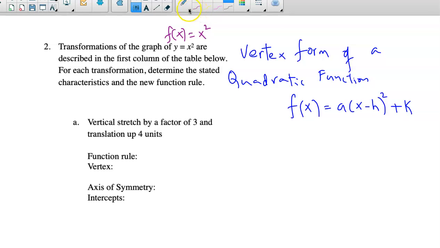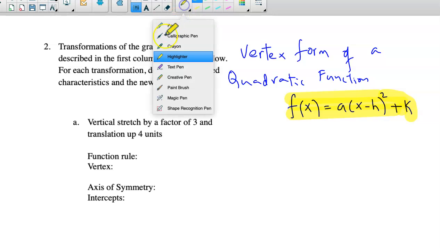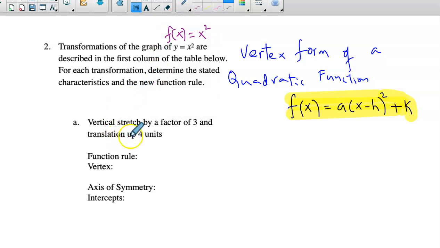This is very, very important. You need to know this. f of x equals a times (x minus h) whole squared plus k. And from the information, you can write down what a, h, and k are. These three are constant numbers. They can be positive, negative, decimal. Anyway, given a vertical stretch by a factor of 3.